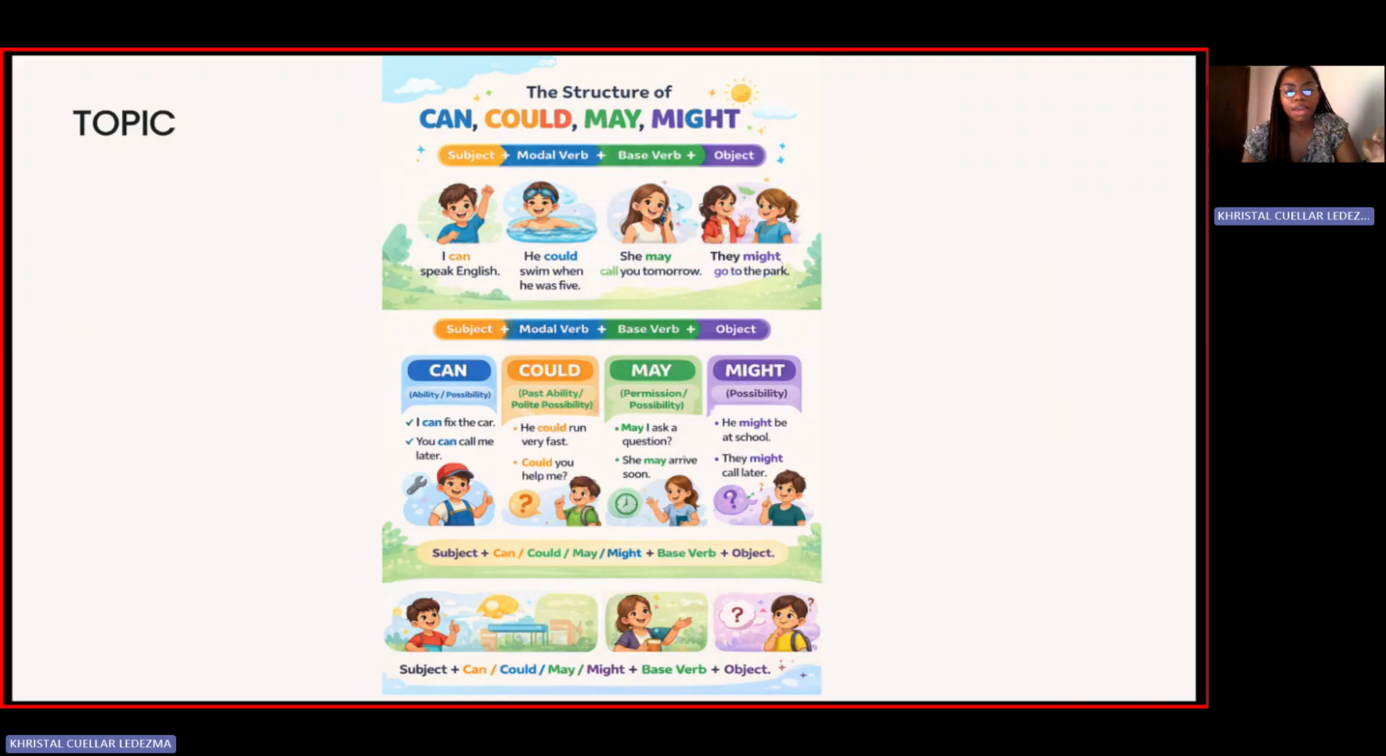And now, a possibility: you can call me later. This is a possibility because that's something that you can do later. It's like, hey, yeah, I will be waiting for your call. I will be attentive to what you need to tell me. So you can call me later. And it follows the same structure: subject, modal verb, base verb, and object. Now the modal verb could helps us to explain.